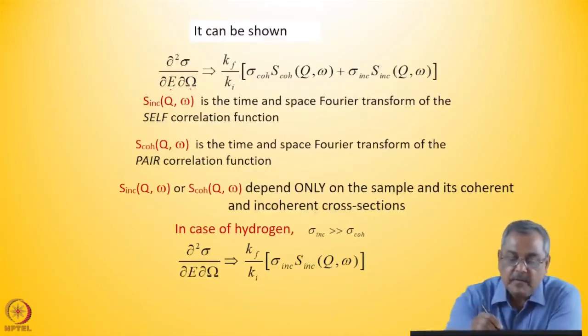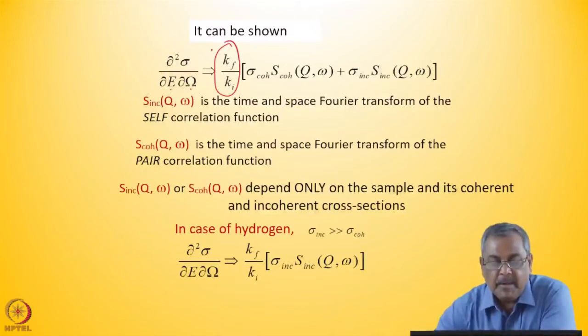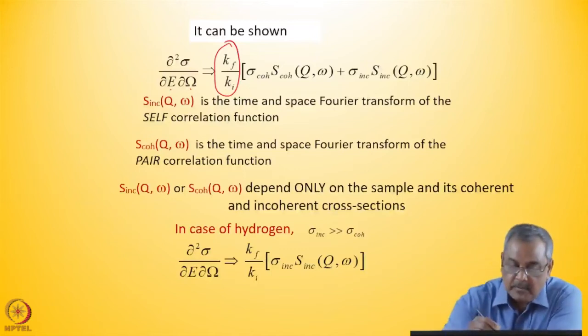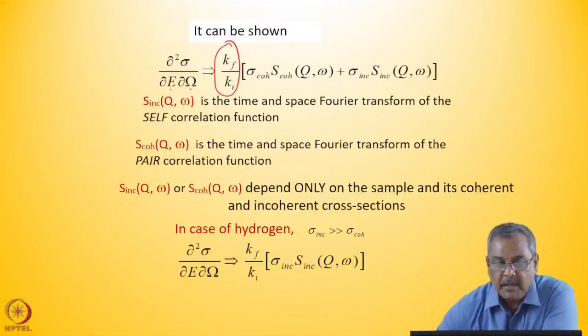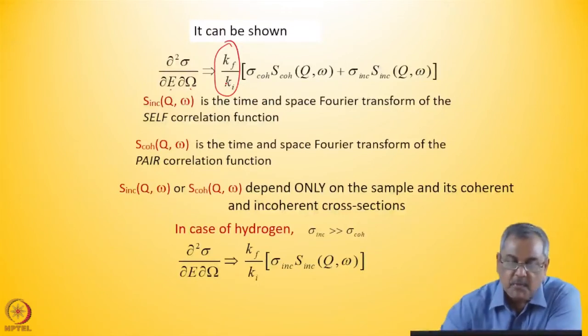There are two, this is of course kf by ki, for normalizing the flux: the number of neutrons coming in by the number of neutrons going out. So this is the number of neutrons going out, proportional to the velocity at energy EF, and this is the number of neutrons coming in with an energy EI, and the velocity given by proportional to KI.